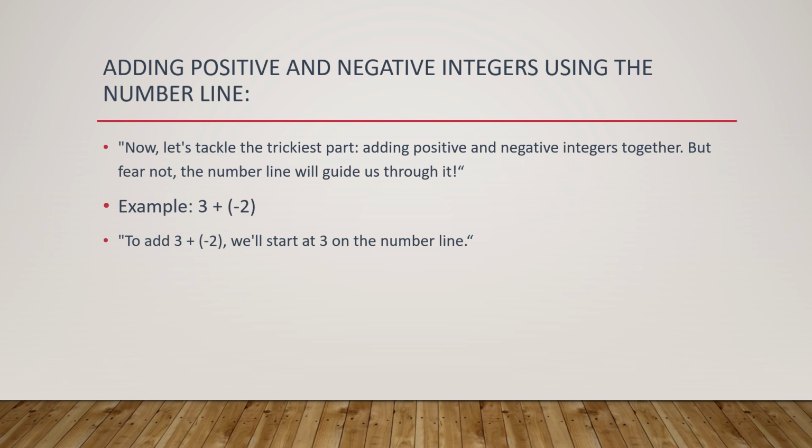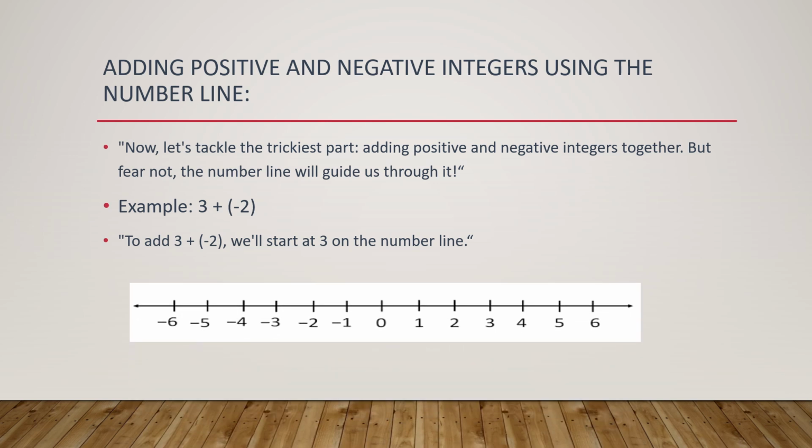Okay, so now let's see an example. We have to add 3 plus -2. Here, 3 is a positive number and -2 is a negative number, and we have to add one positive number and one negative number together. The same rule applies. We start at 3 on the number line. Draw a number line. The first number is 3, so we go to 3. And then you have to add -2.